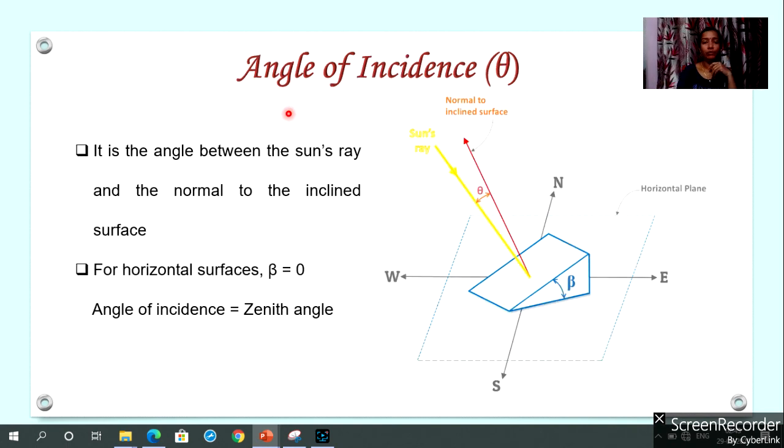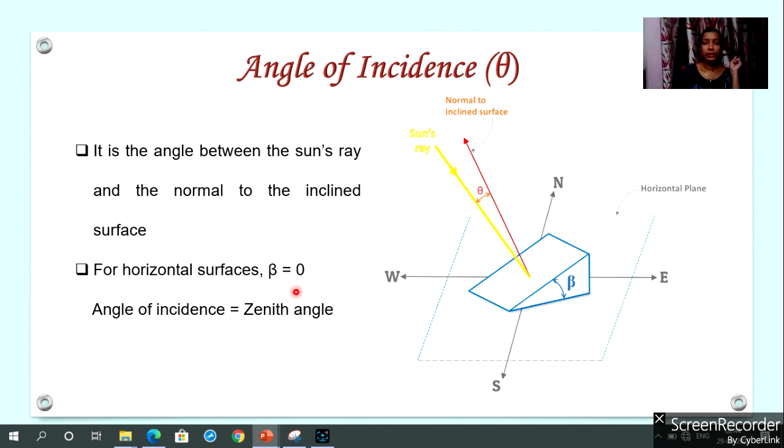Next one is angle of incidence, theta. Angle of incidence is the angle between the sun's ray and the normal to this inclined surface. So this red vector shows the perpendicular to this inclined plane. So the angle between this inclined plane's perpendicular and the sun's ray is the angle of incidence, theta.